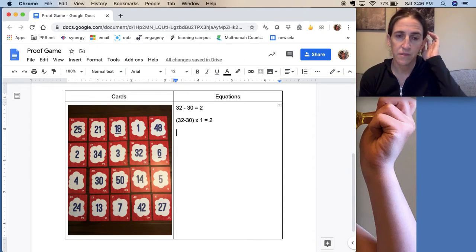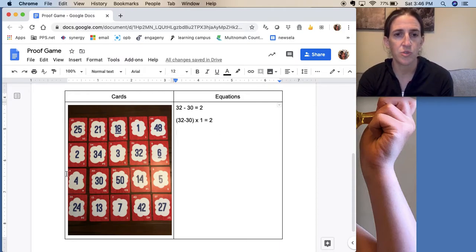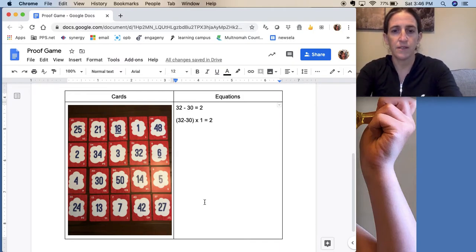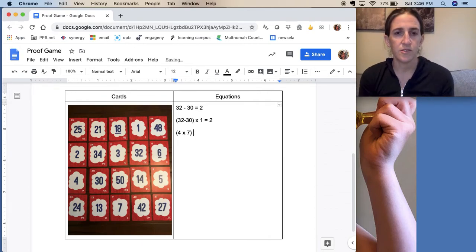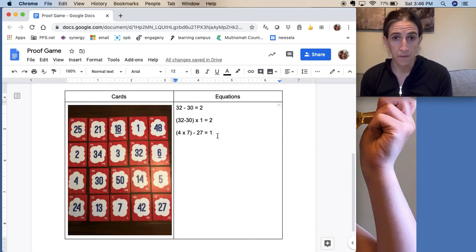So I'm going to look for some other numbers. Okay, I see a 4 and a 7. I know that makes 28 if I multiply them, 4 times 7 is 28. And then I see a 27. So why don't I do 4 times 7, that's 28. If I take 28 and I take away 27, that equals 1. And I've got the 1 card right there, so I can do that. Okay, so that's 1, 2, 3, 4 points, even better.